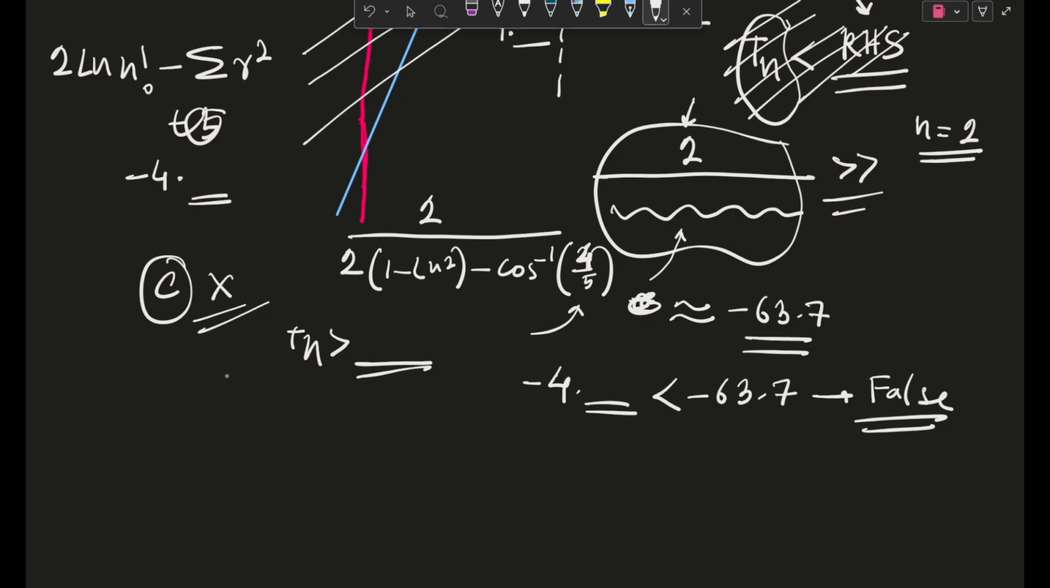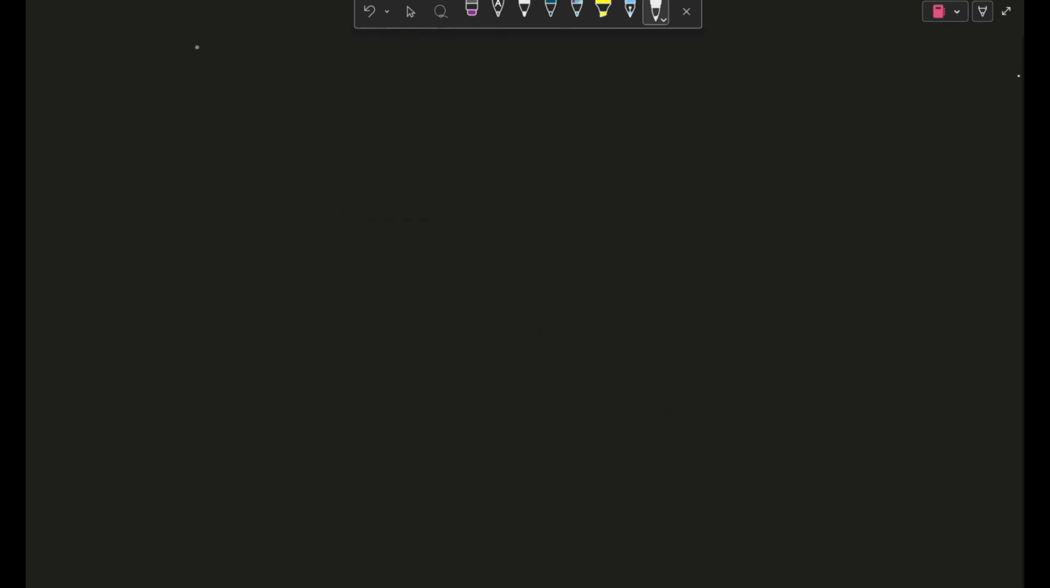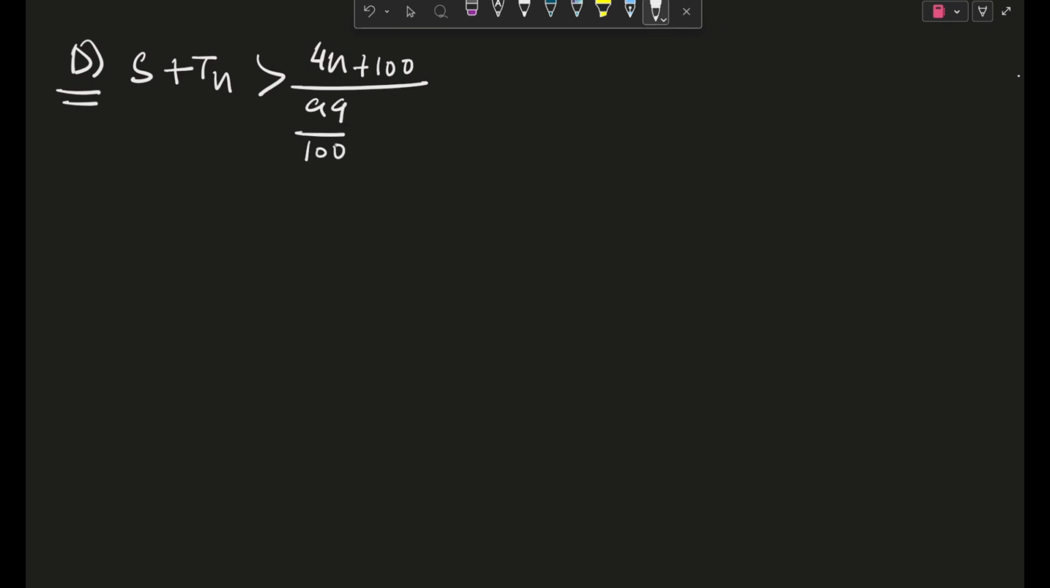Okay, so guys, we are almost at the end of the question, and don't worry, D will be easy. So let's go on to the final estimation of D. Option D says that S plus Tn will be greater than (4n plus 100) divided by (99 by 100) plus n ln 4, and here an n is also there.